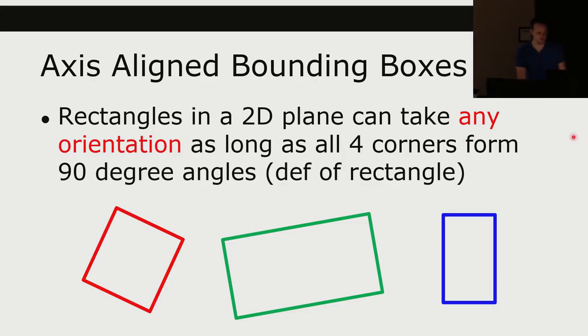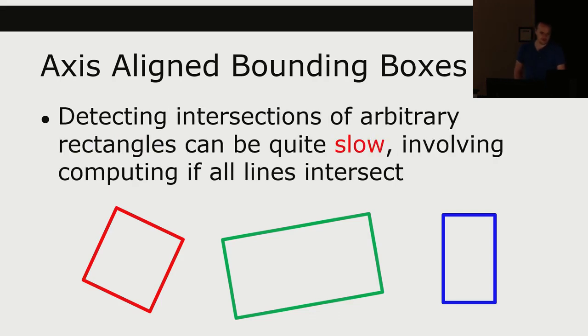But how do we actually detect the rectangle collisions? Well, in the arbitrary case, rectangles in a 2D plane can take any orientation, right? As long as all four corners form 90-degree angles, then that's the definition of a rectangle. And so detecting the intersections of arbitrary rectangles can be a little bit slow. Slow in comparison to what we will be doing.